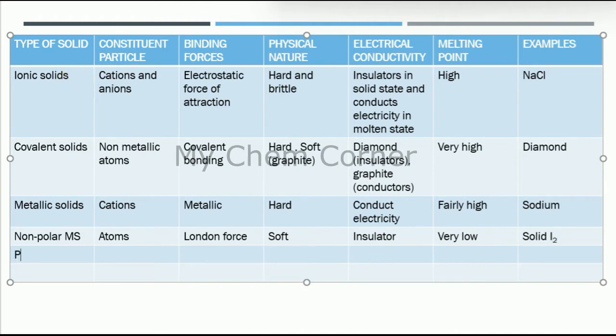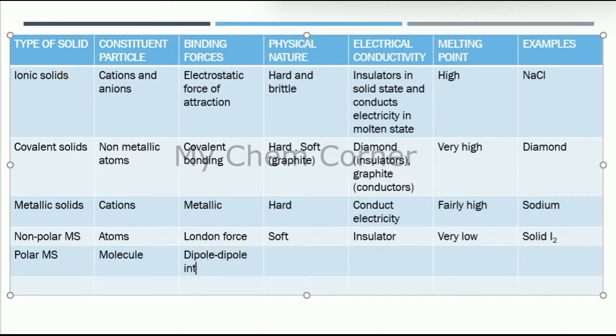Then we have the next classification, which is polar molecular solids. Under this, the constituent particle is a molecule. The binding force in this case is dipole interaction. The physical nature of this is soft. This will act as an insulator. The melting point here is low. And an example for this is HCl.